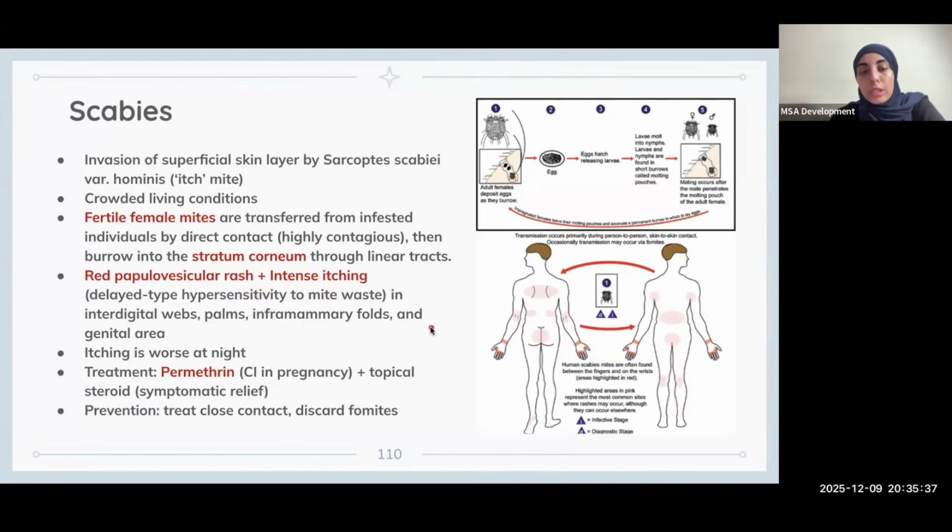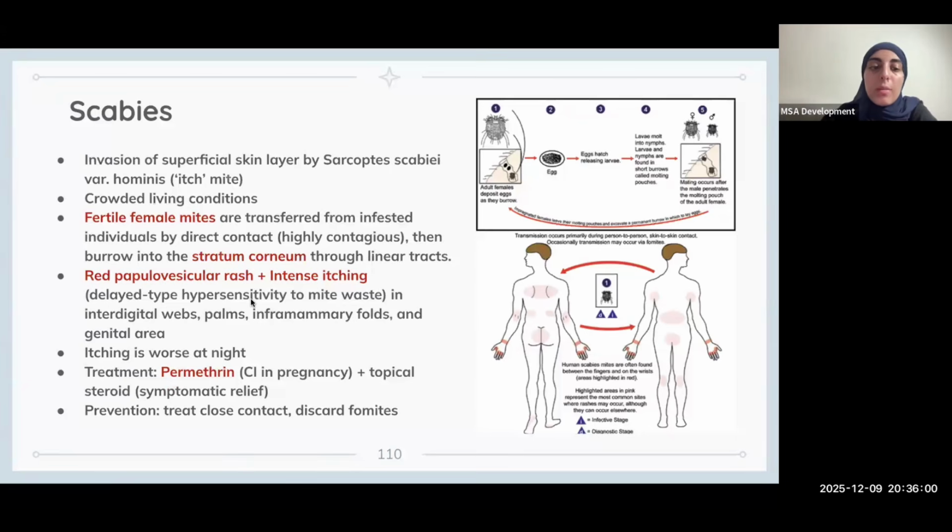How do you treat it? You treat with permethrin, and permethrin is contraindicated in pregnancy, so in that case you would go for other options. But just remember permethrin. You can also use topical steroid for symptomatic relief to decrease the itch because it's hypersensitivity. So if you want to relieve it, you can use topical steroids.